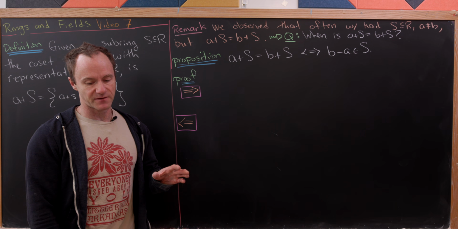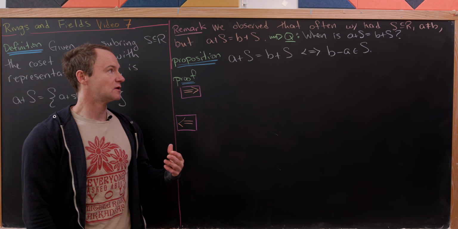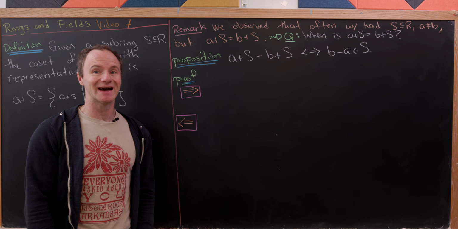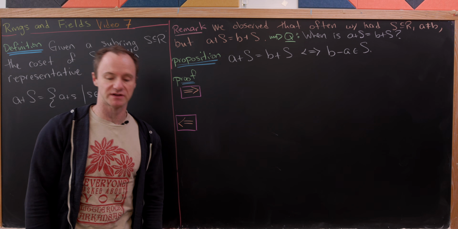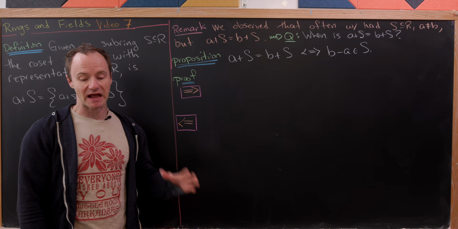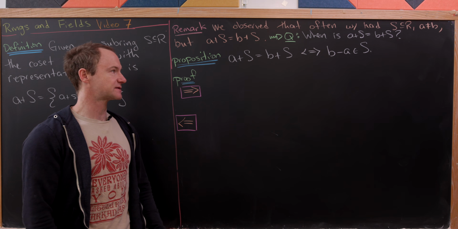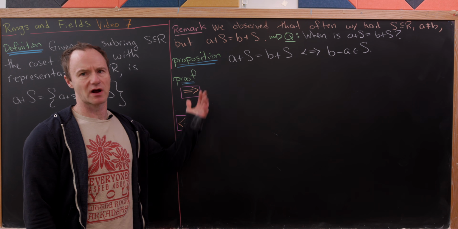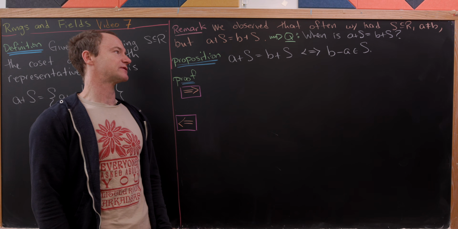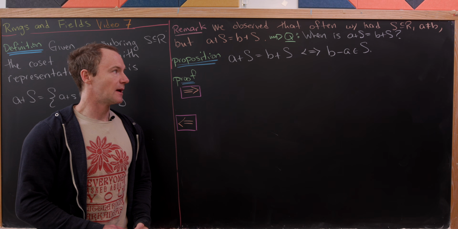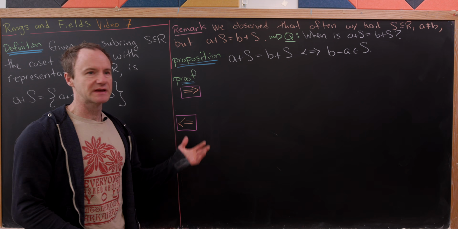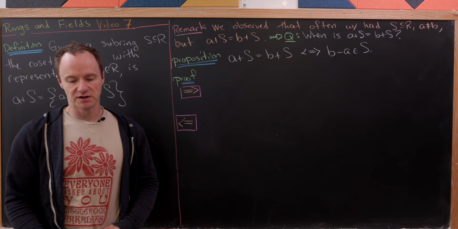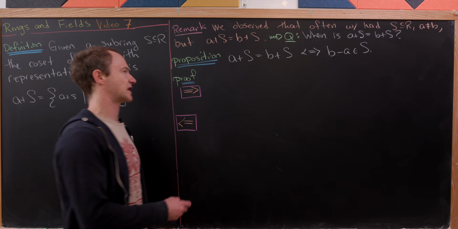So this leads us to the following question, and that is, well, do we have some sort of nice condition for when the coset A plus S is equal to the coset B plus S? And in fact, we do, and here it is. So it's presented as this proposition. We've got A plus S is equal to B plus S if and only if B minus A is an element of S. So it's an if and only if statement. We've got 2 things to prove. So let's start with the forward direction.